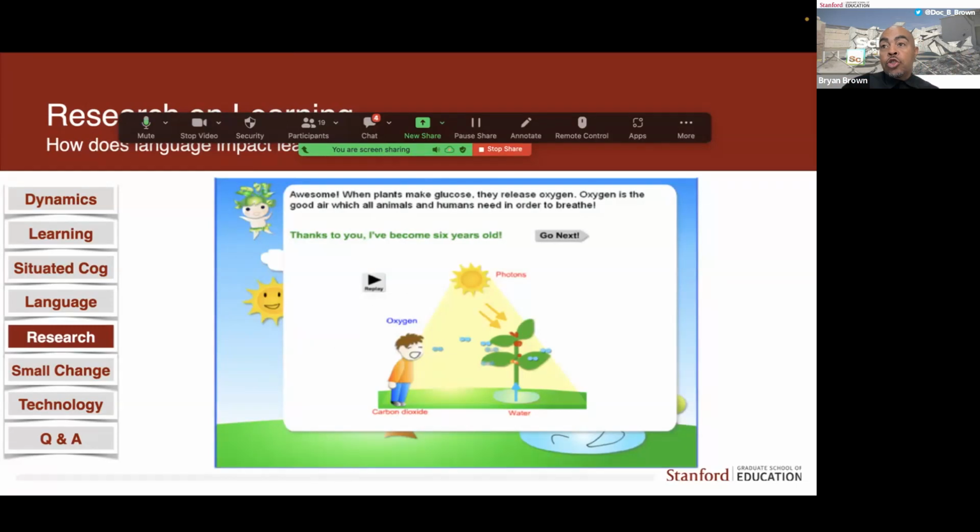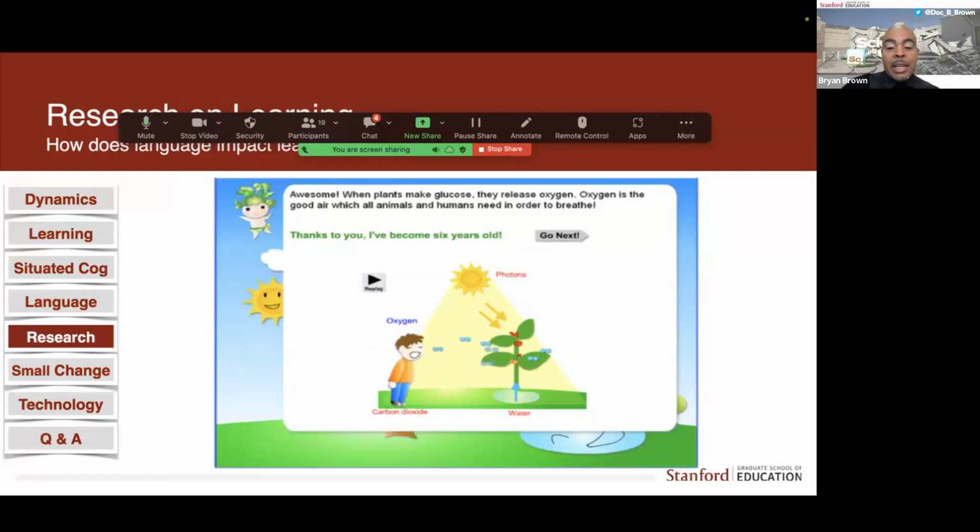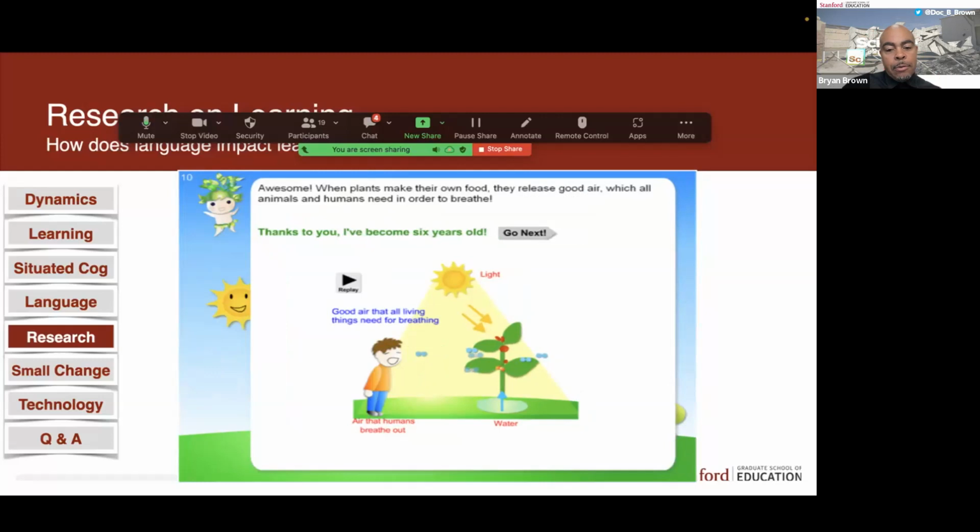Well, when you try to do a classroom experiment, those of you who do classroom work, you know it's very difficult because you have to account for teacher skill. To remove that factor, we created an online learning platform where we had the exact same software. The only thing that changed was the language. So for example, oxygen, photons, carbon dioxide versus good air that all living things breathe, light, water, and all of these had voiceover. So the students didn't need to read it, they just heard it. And so you either got this language or simpler language.